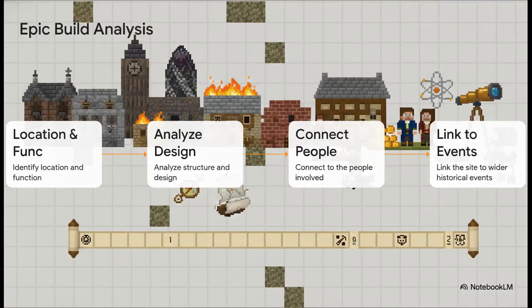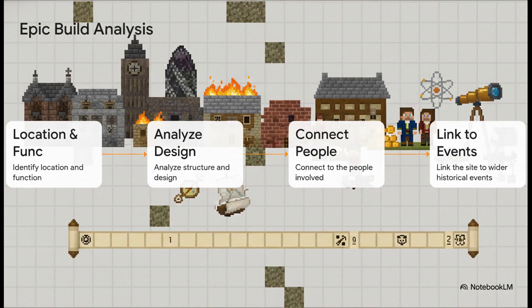So, when you're examining your assigned site in the exam, just follow these 4 exact steps to break it down. First, what was its function? And why was it built in that specific location? Second, look at the structure itself. Does it use that new brick and stone style from post-Great Fire London? Third, who actually designed it and who lived there? Was it a wealthy merchant, a member of Charles's court?